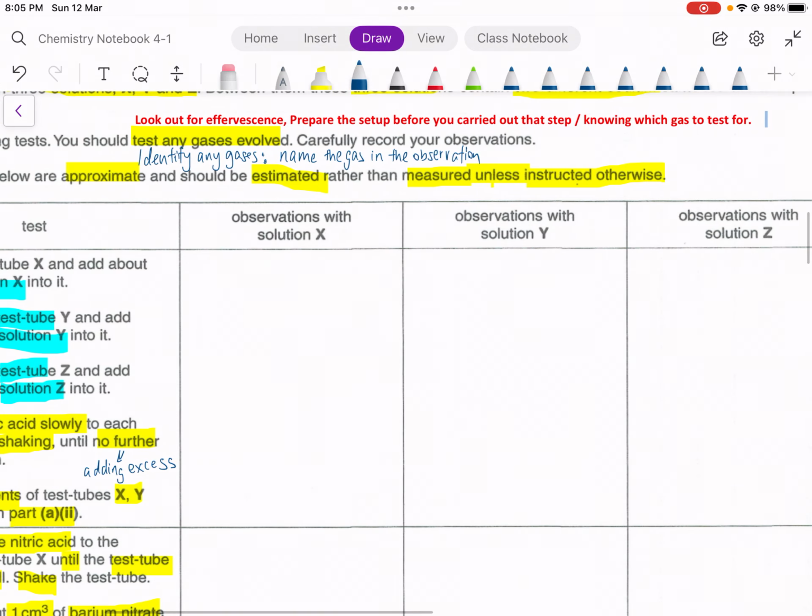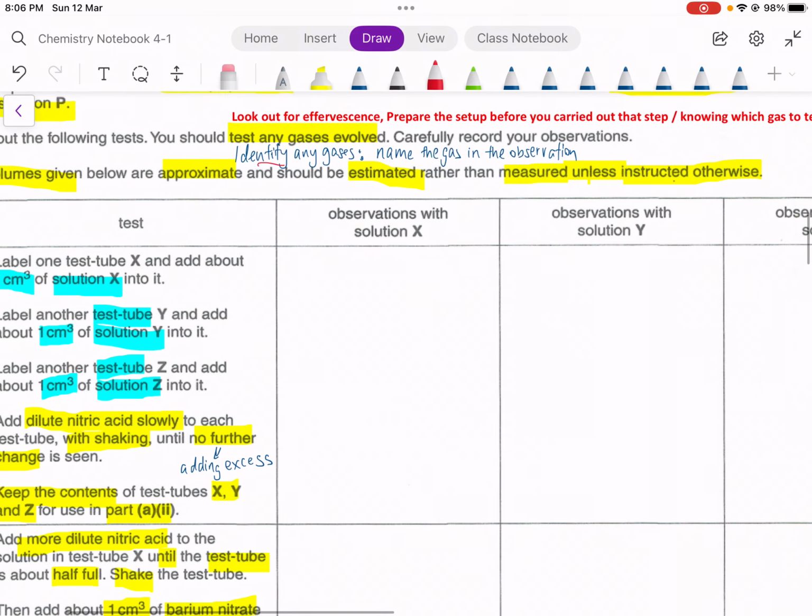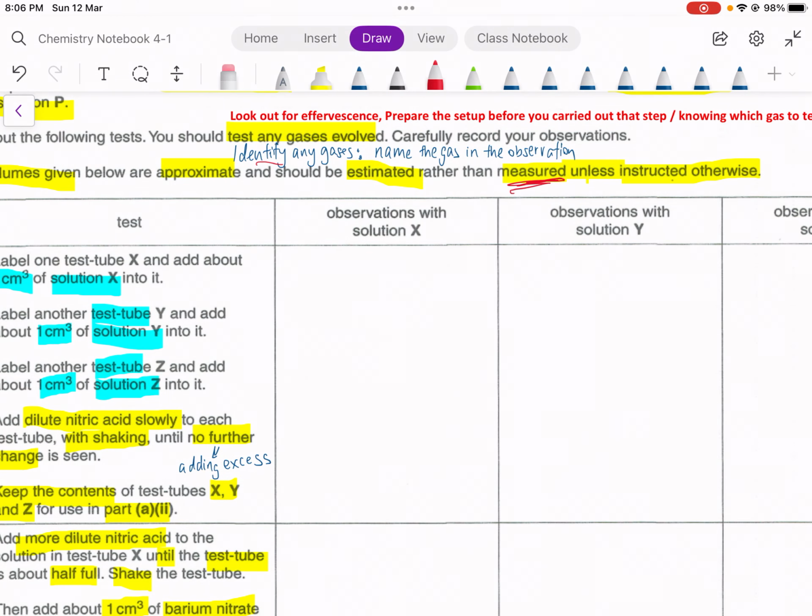Whenever we see gas form, we need to prepare the setup before you carry out the step, because once the gas is produced, it'll be hard for us to get the gas back again. So we need to prepare first before we do. Sometimes they might ask you to identify any gases that are formed. In this case, you need to name the gas in the observation. We'll go through that when we see this question. The volumes given below are approximate, and you should only estimate them. That means roughly will do, you don't need to be so accurate, unless they ask you to measure, then you need to be accurate.